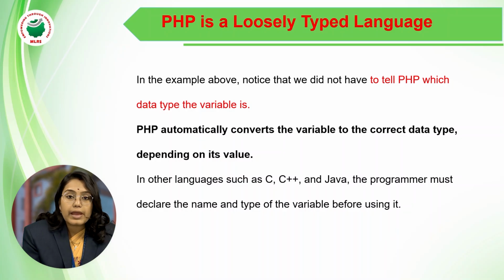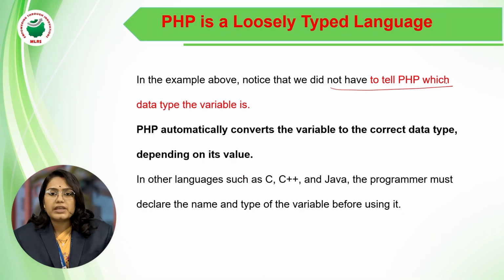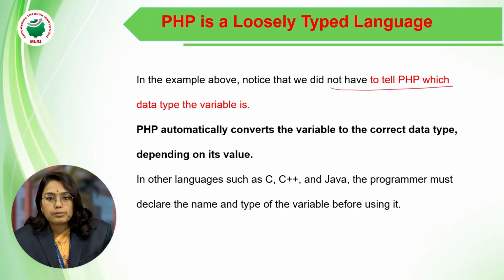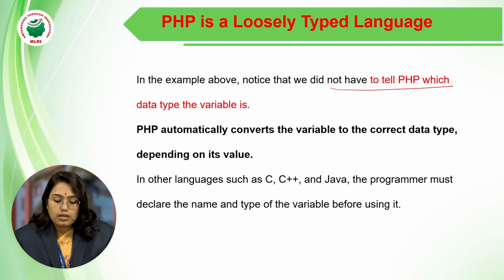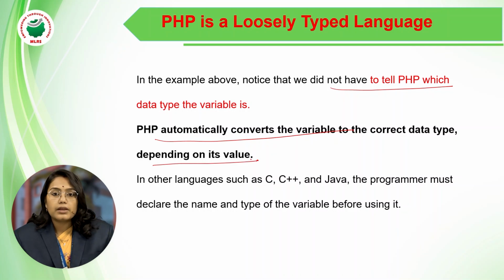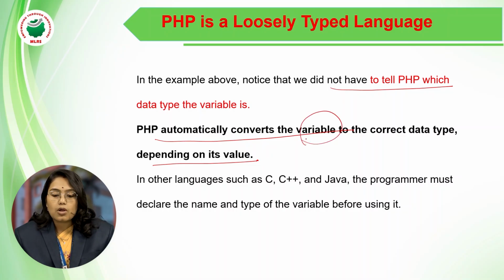Because from the above example, we have noticed that we did not tell PHP the data type of a variable. What is the data type of the variable? We did not mention it anywhere, because PHP automatically converts the variables to the correct data type depending on its value. So that's why it is called a loosely typed language.